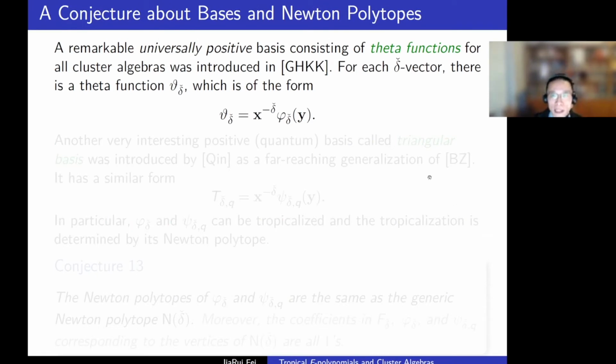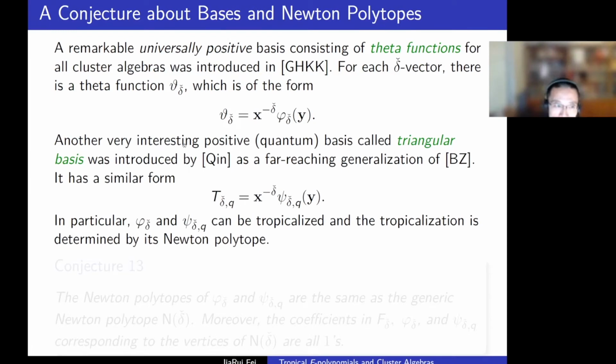So here I explain another motivation why we care about the Newton polytope. There's a remarkable universally positive basis consisting of theta functions for all cluster algebras, introduced by Gross, Hacking, Keel, and Kontsevich. Then for any delta vector, there is a theta function which is in this form. And here you see this is like x to the g-vector, and this part looks like an F-polynomial. But certainly they are different from the usual F-polynomial in general.